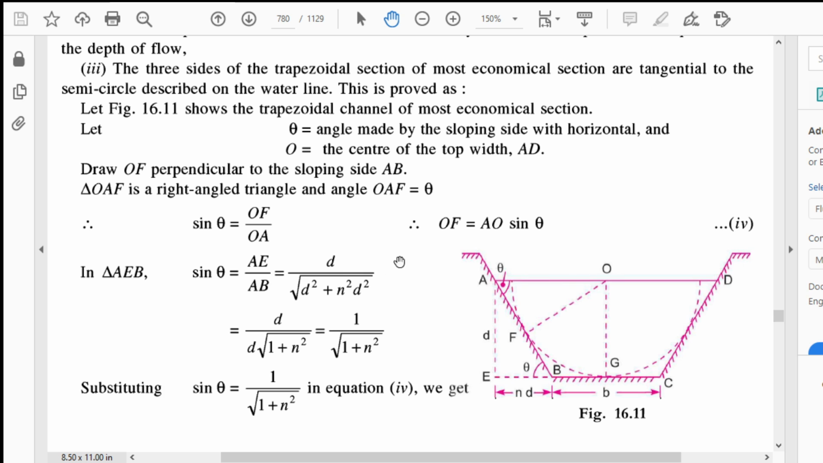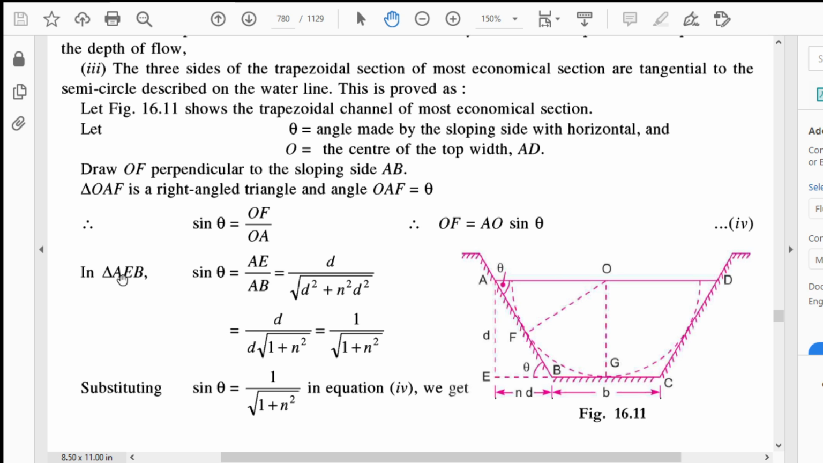Okay, so from this expression you can find out the value of OF, that is the perpendicular, as AO sine of theta. That is, OA sine of theta is your OF.